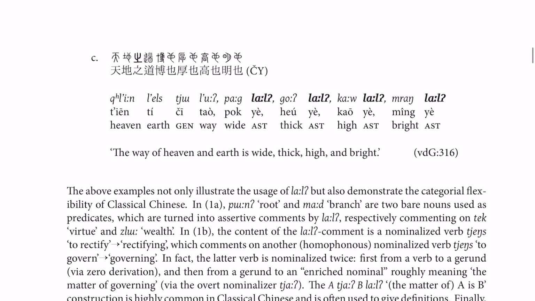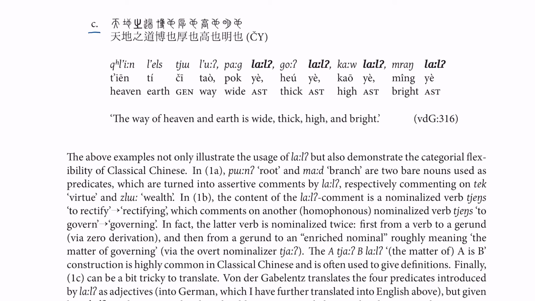Here's another example, which reads, clean laos, tu lu, pak lao, go lao, cow lao, mrang lao. Okay, so a lot of assertions. So what are the nominal predicates that we're asserting? Well, first things first, let us identify the thing we want to comment on. So this bit is the topic, heaven, earth, and then genitive marker, way. The way of heaven and earth, this is the thing we want to comment on, and we do this commenting by the several lao phrases.